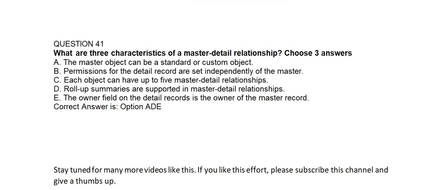Correct answer is option A, D, and E. The master object can be standard or custom object, and roll-up summaries are supported in master-detail relationships, and the owner field on the detail records is the owner of the master record.